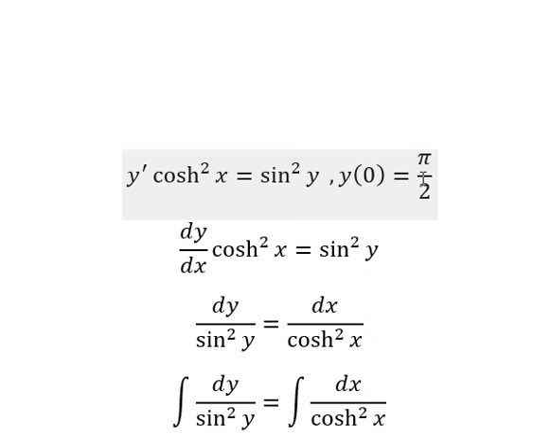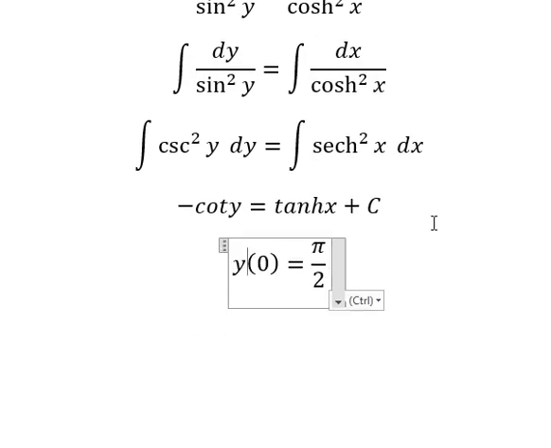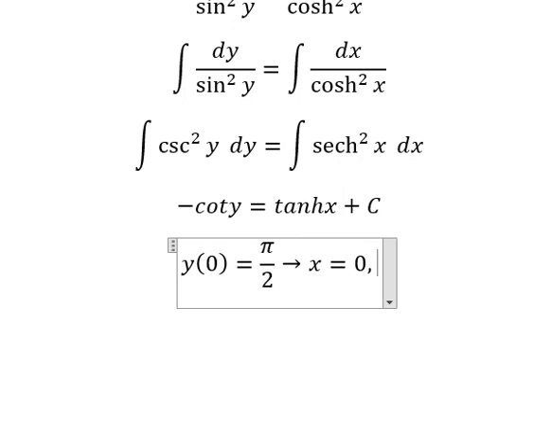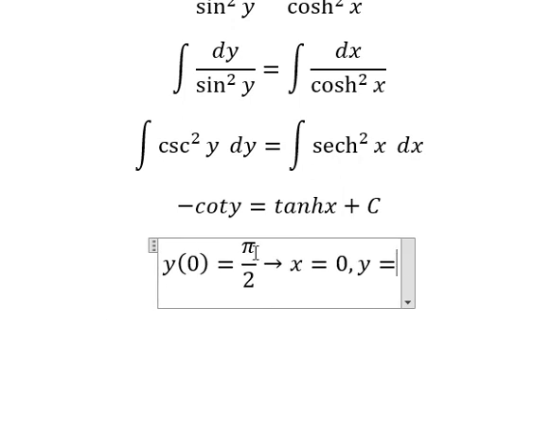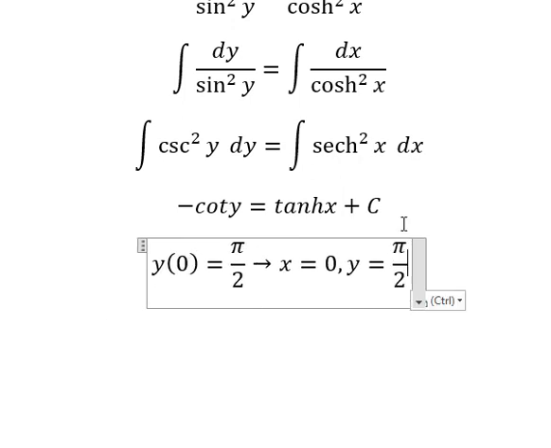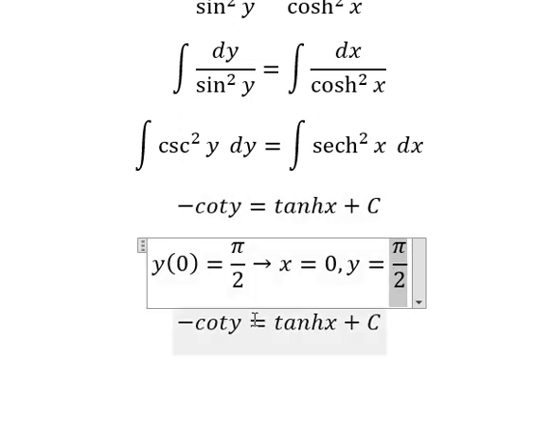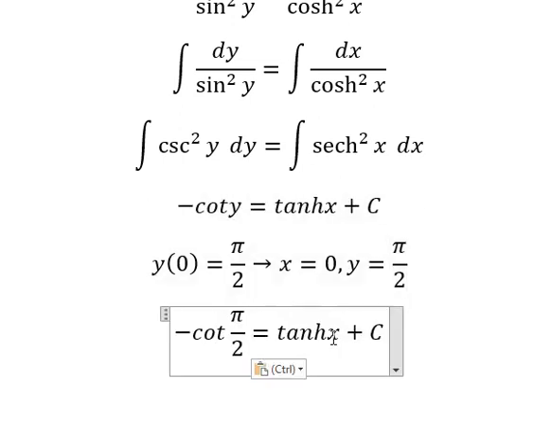Now we have the conditions. That means when s equal to number 0, y equals to this one. So I will put b over 2 here and number 0 here.